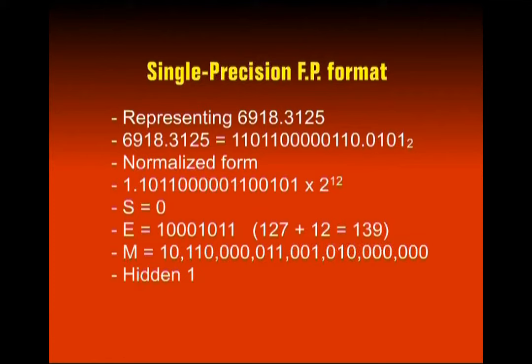What is the Mantissa part? The Mantissa part has the value 10 110 000 00 011 001 010, and all the remaining bits are set to 0. The Mantissa part does not have the 1 which is immediately to the left of the decimal point. It is assumed that the 1 is there, so it is considered to be a hidden 1. So when the single precision format is converted back into binary format, the 1 is appended.